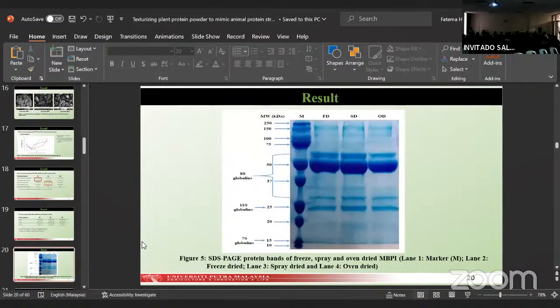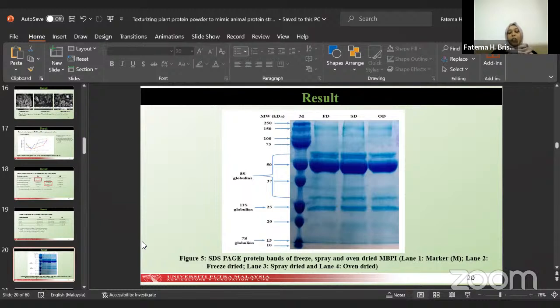Okay, so next we have a very chemical analysis. We call it SDS-PAGE electrophoresis. So we want to see the molecular weight of the protein. If the molecular weight changes among the samples, that means the drying caused some severe structural disorganization of the backbone of the protein, which we do not want.